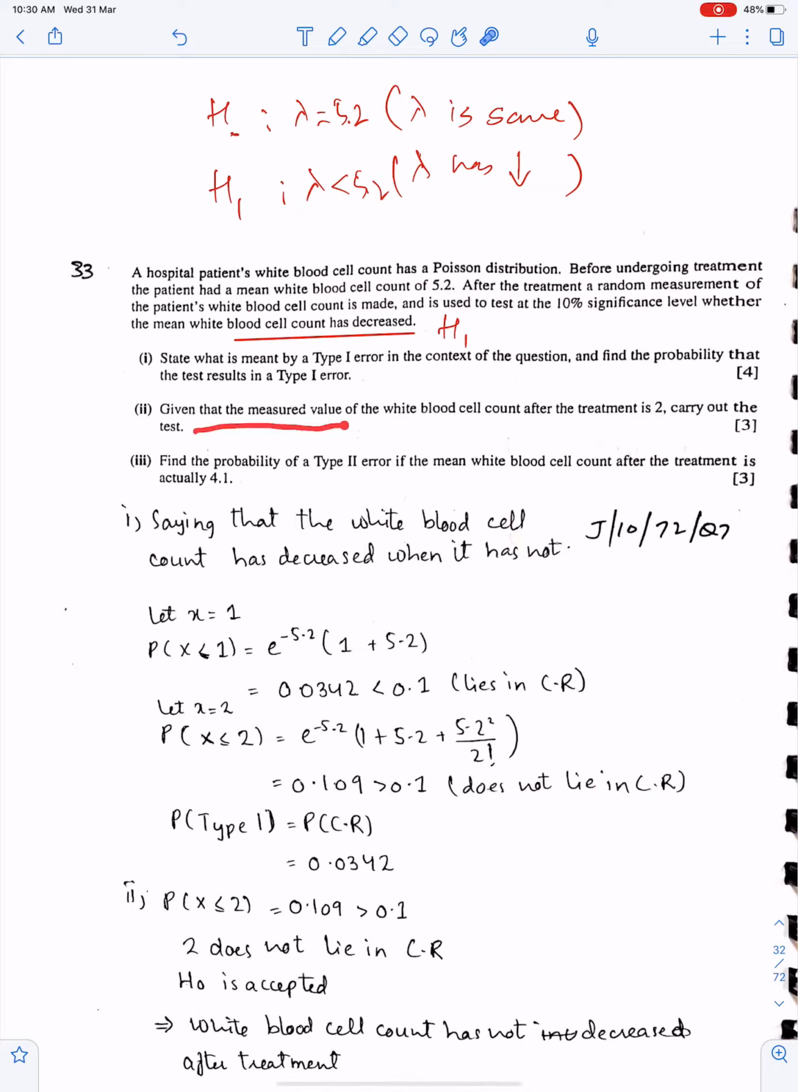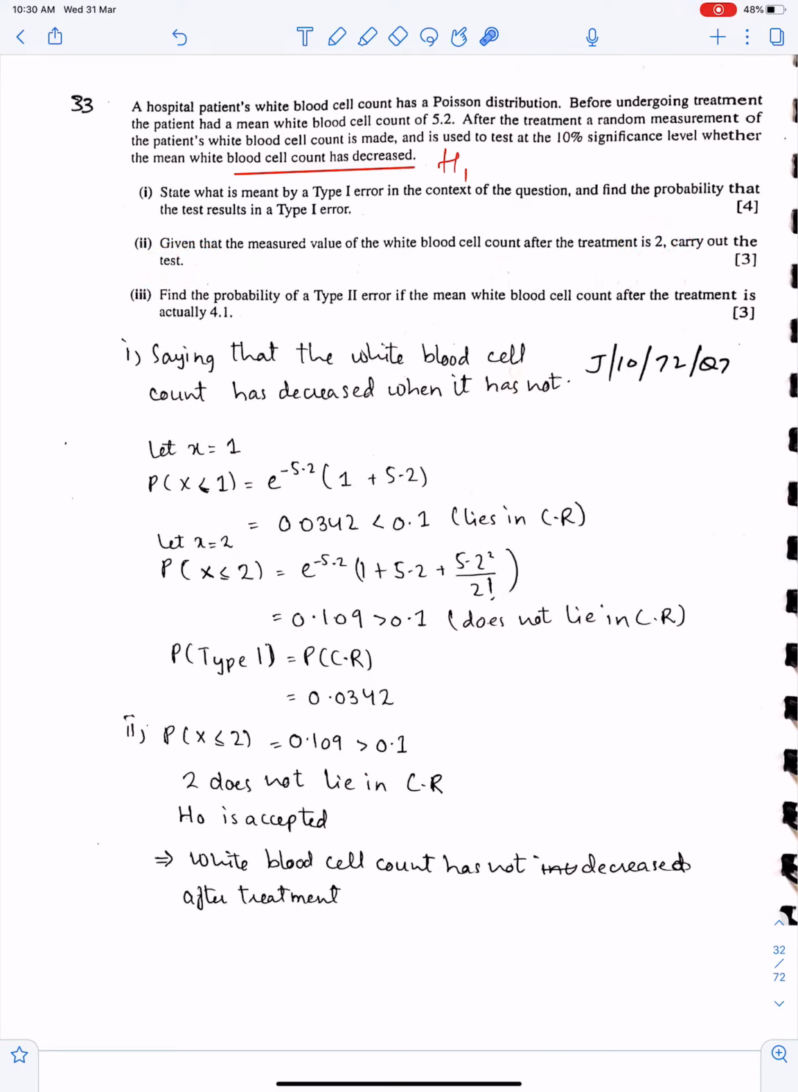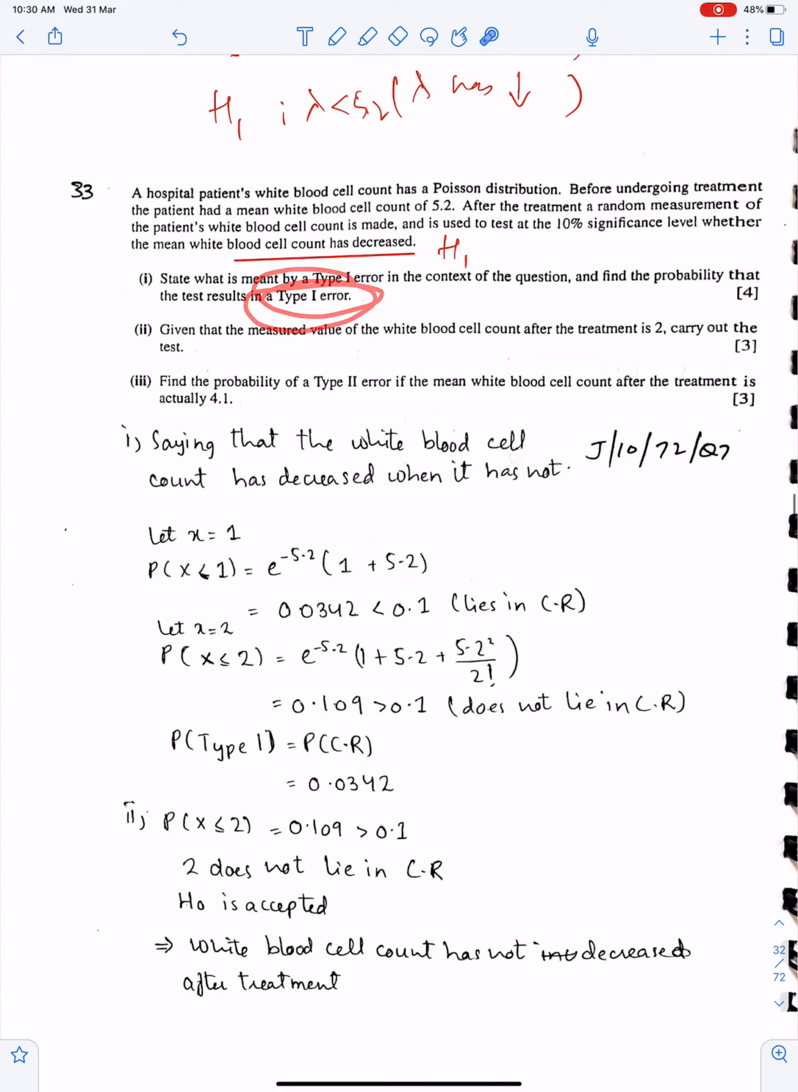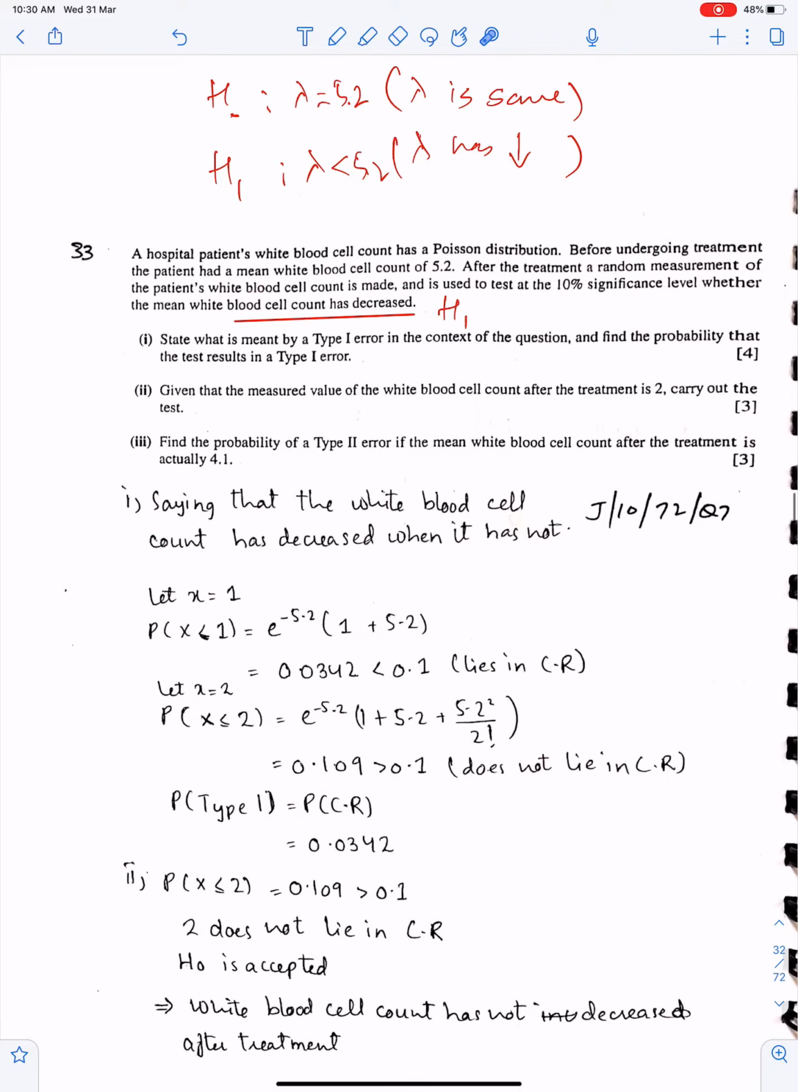Given that the measured value of the white blood cell count is 2, carry out the test. So we have to just check whether 2 lies in the critical region or not. Since this is the probability of type 1 error, I forgot to solve this part in part 1. I just explained this part, and now find the probability of type 1. This is what we do through the trial and error method.